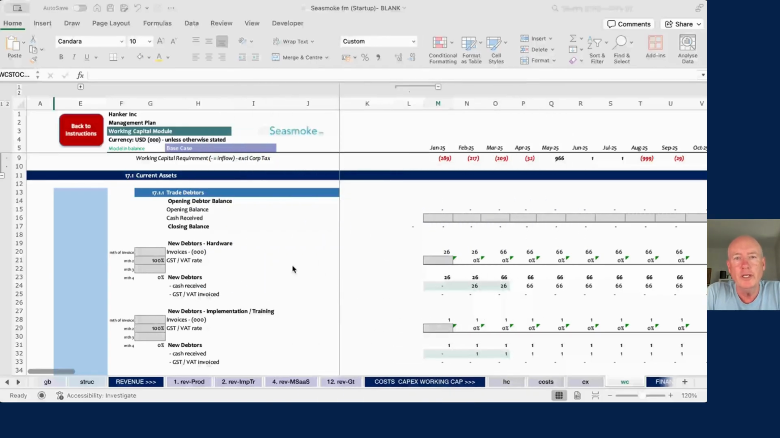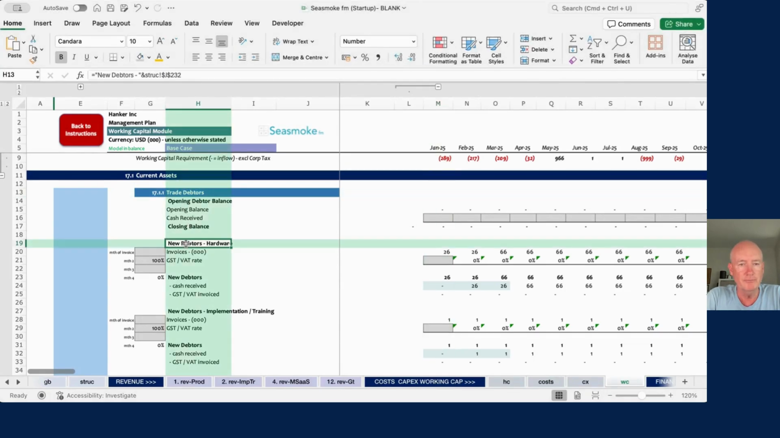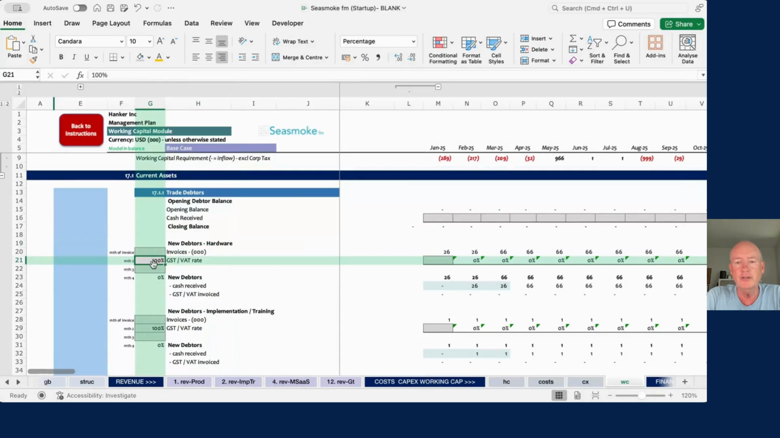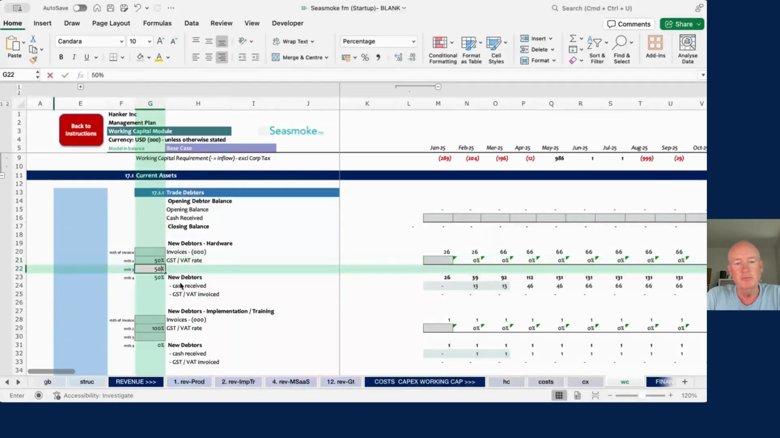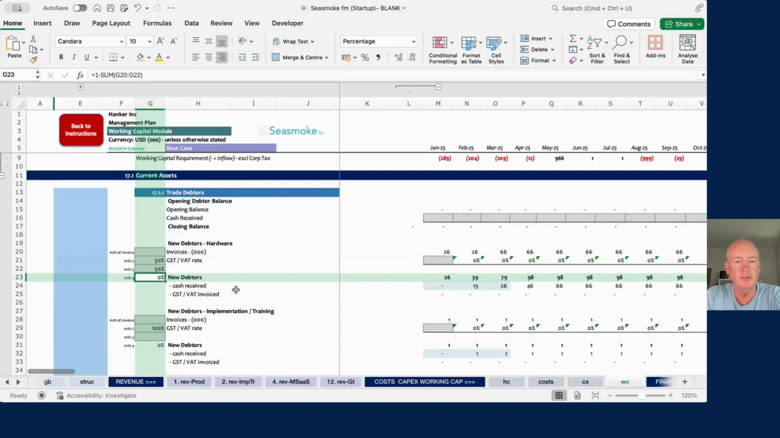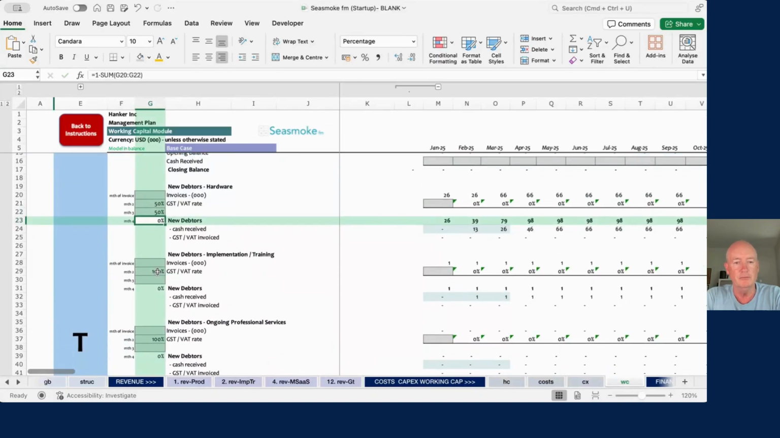Okay, we're in the working capital section, and this is only really about timing of when you get your money. So, for example, trade debtors, new debtors, hardware. All of those robots that you sold, when are you going to get your money? I've assumed here in month 2, you get 100%. But do you know what? You could make that 50% and 50%.